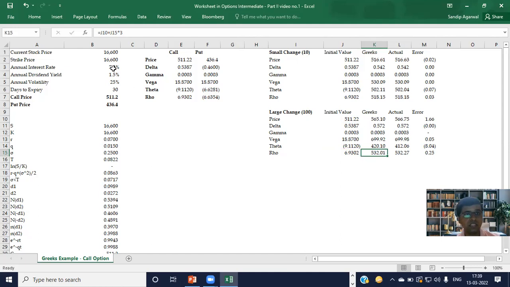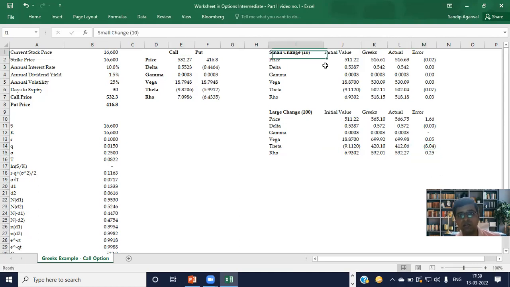Now we will see how the option pricing is behaving on account of the change in the interest rate with the help of the Black-Scholes model. So we change it from 7% to 10%, and you can see the option price becomes 532.27. So this is the value I have listed over here. So over here also you can see there is only a small approximation error.